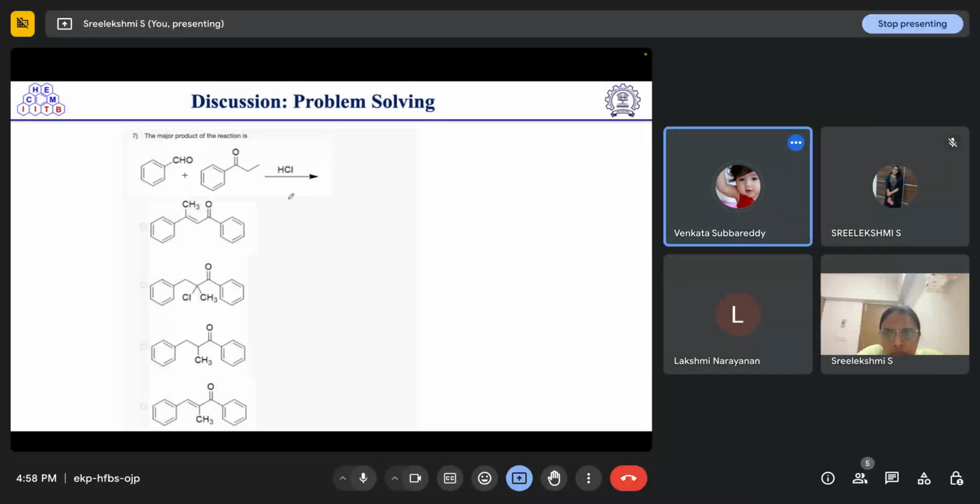Fourth one, madam. Yeah, you can explain how it's forming. First HCl, it will go. Aldehyde or ketone, which will undergo protonation first? Ketone only will go first for protonation. Yeah, ketone. Why?